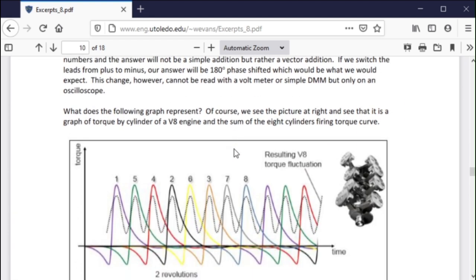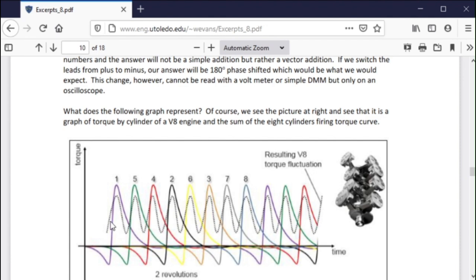So here's another way of looking at a representation of a bunch of waveforms, which is what you're kind of looking at here. This would be the resultant torque of an 8-cylinder engine. So here would be the first cylinder's contribution, the second, the third, the fourth, the fifth, the sixth, the seventh, and eighth, and then back to the first again. They actually fire 1, 5, 4, 2, 6, 3, 7, and 8. So that's how they fire.